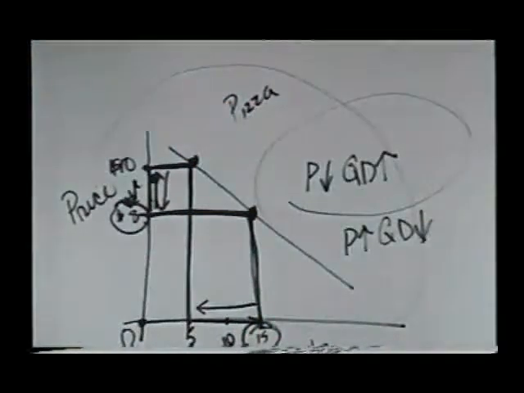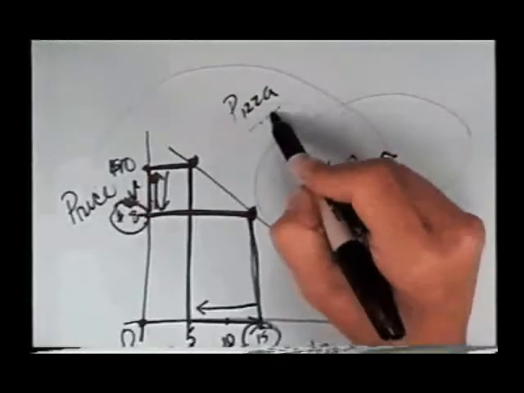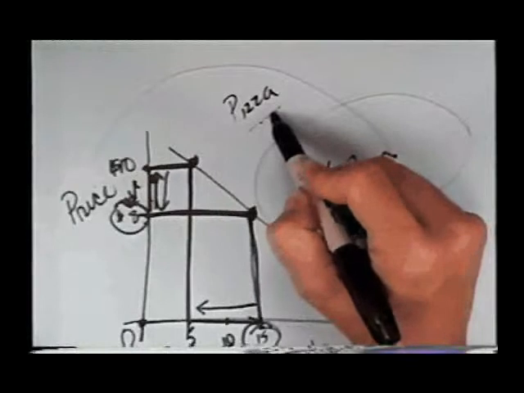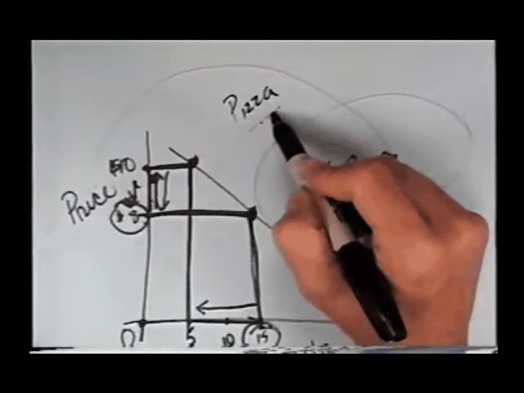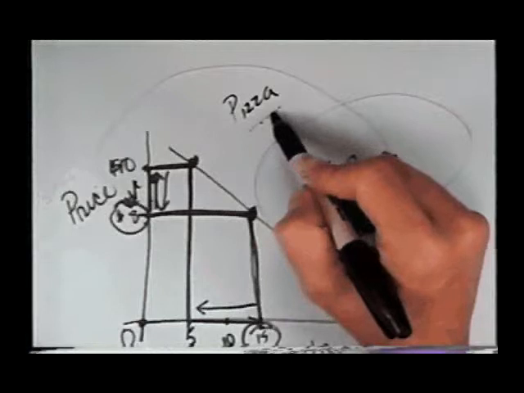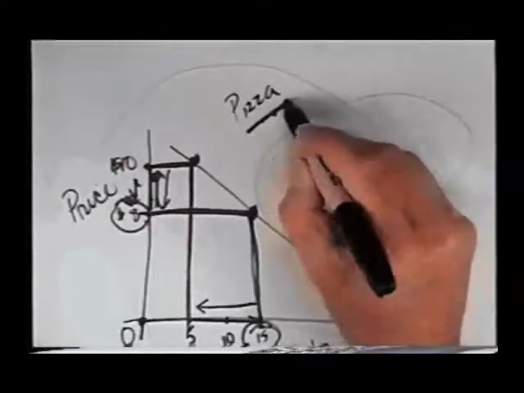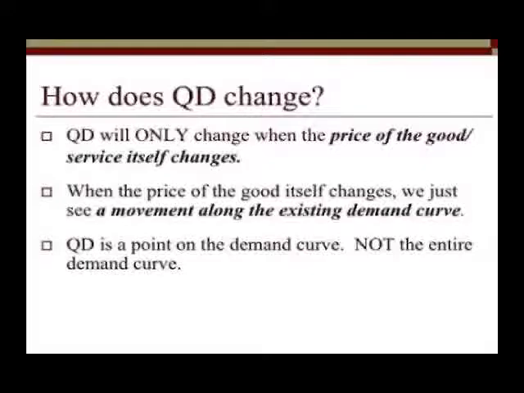And that again is a change in the price of the good itself. There's been a change in the price of pizza. I didn't say that there's been a change in income or a change in the number of buyers. I didn't say that maybe a complementary good has changed in price. It's the price of pizza and pizza alone that has changed the quantity demanded.